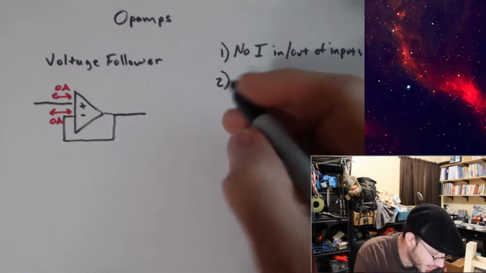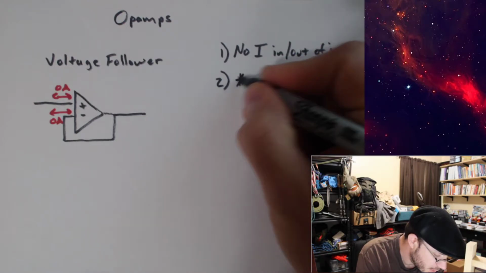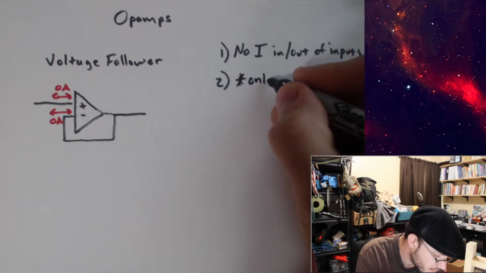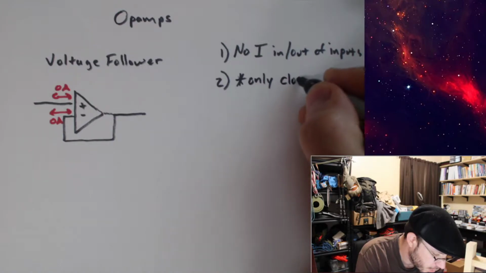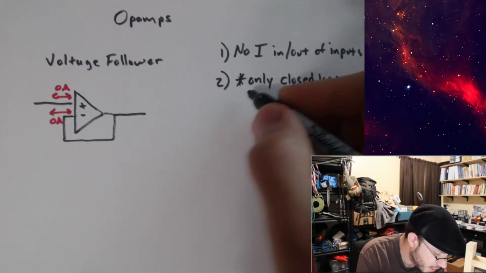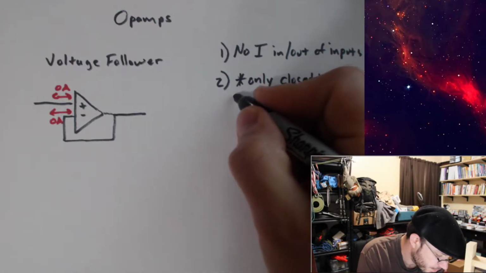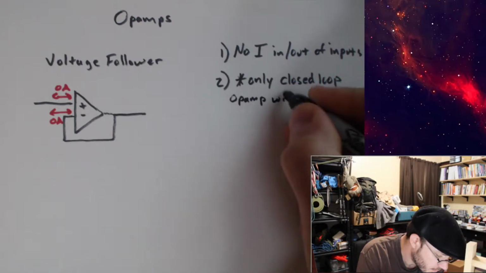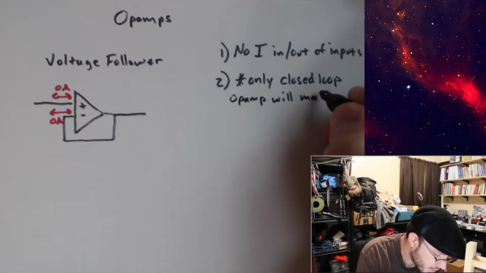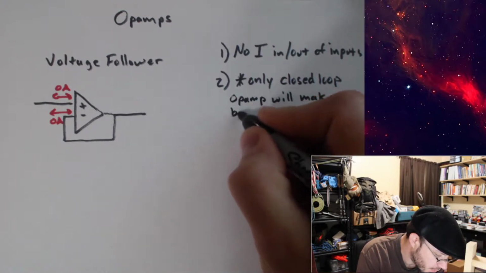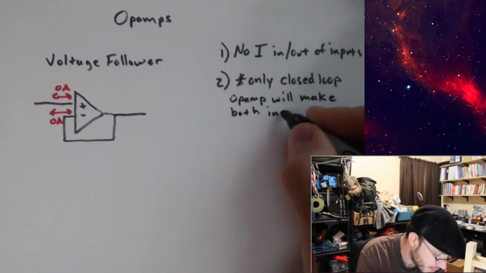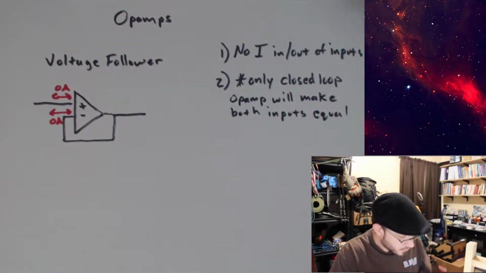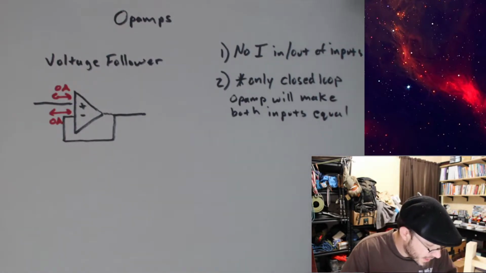So rule number 2: only closed loop configurations, the op amp will make both inputs equal. Armed with those two rules, we can analyze any of these circuits.